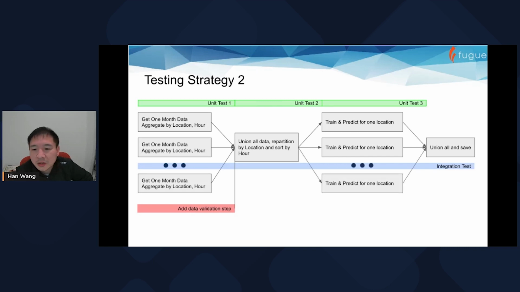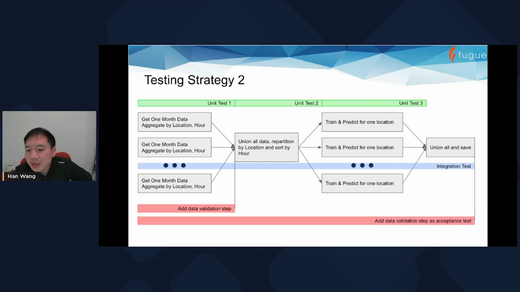And now let's run full scale on train and predict. And let's add another data validation step as acceptance test. So then you can see that after this acceptance test, we'll have a very good, very reliable workflow. And it's well covered by unit tests, integration tests, and acceptance tests.